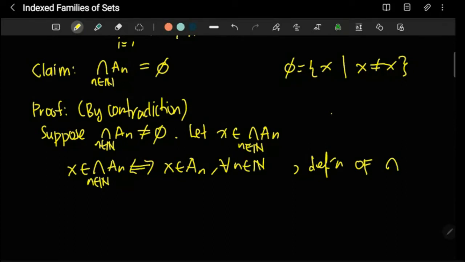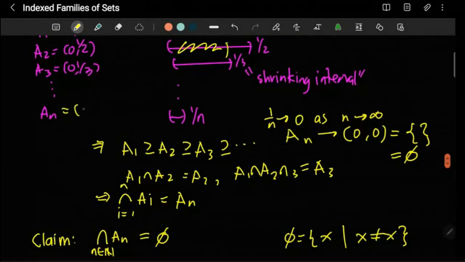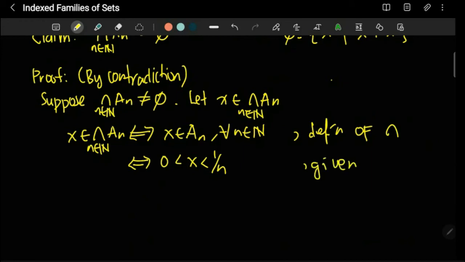Now, what if x is in An? Again, what's An? We define An to be the set containing all points in the interval 0 to 1 over n, not including the endpoints. So that means x is between 0 and 1 over n, not including endpoints. Right? That's the given. So An is defined to be the interval 0 to 1/n. So that means that x is between 0 and 1/n, not including 0 and 1/n. Meaning, x is greater than 0. Right? That's what it means.